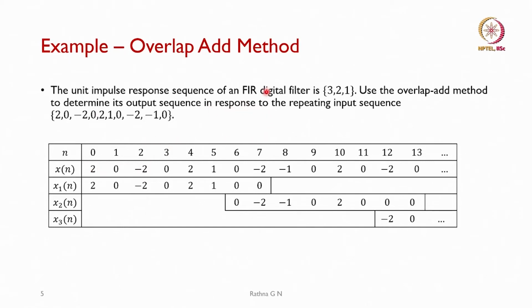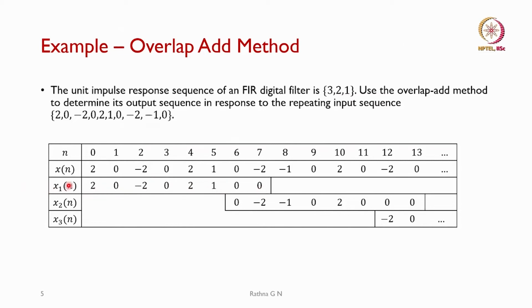In this case, it is an M-point filter, a 3-point length that we have taken. So, 3, 2, 1 is the impulse response, and we will be using the overlap-add method to determine the output sequence in response to the repeating input sequence. The input sequence chosen is 2, 0, -2, 0, 2, 1, etc., as shown. So, now our M is 3, and N, as you can see here, we are going to select as 2, 4, 6 and 8.